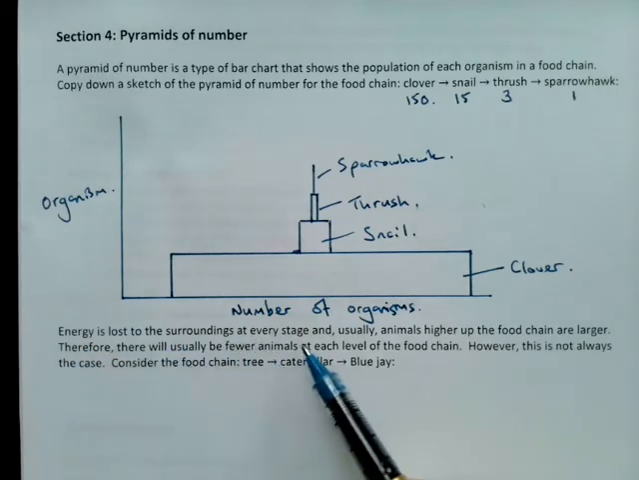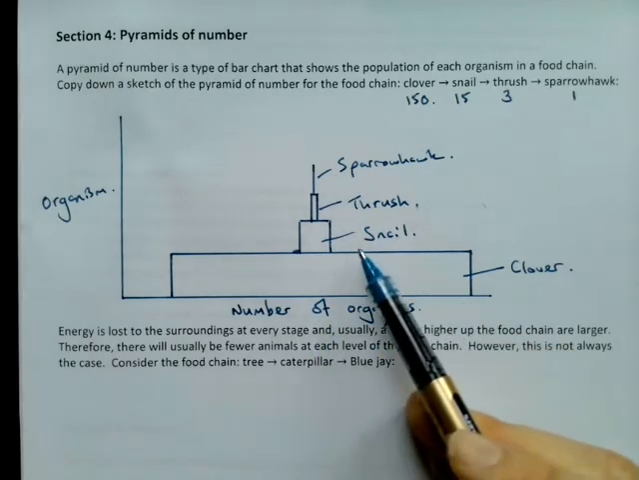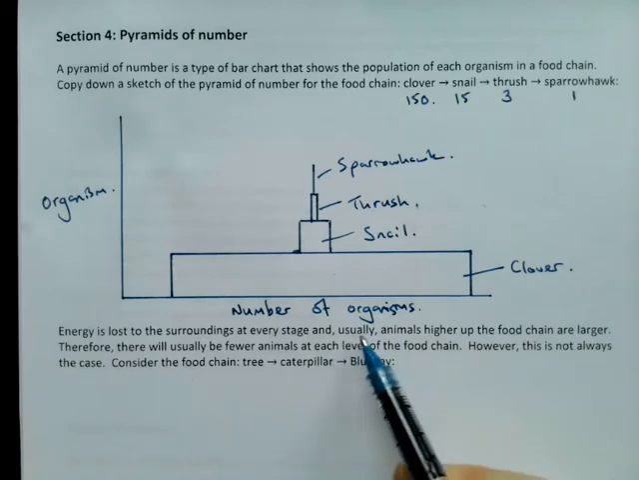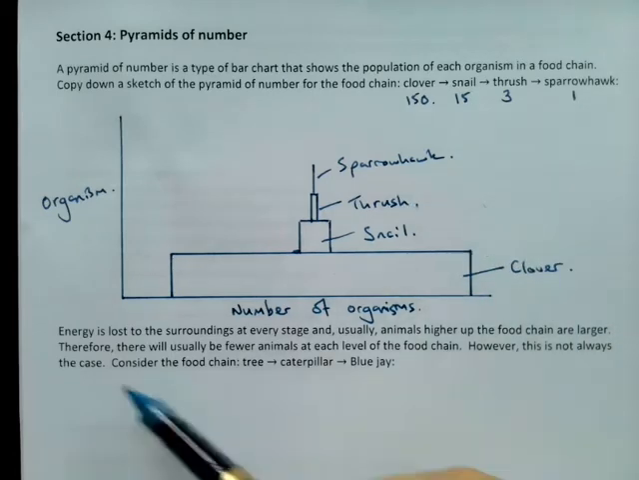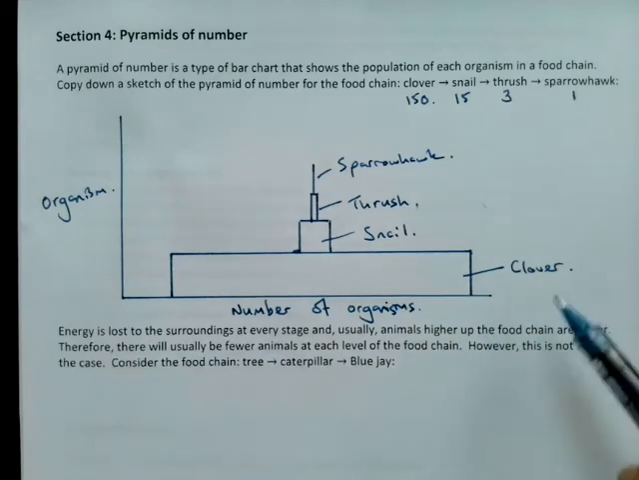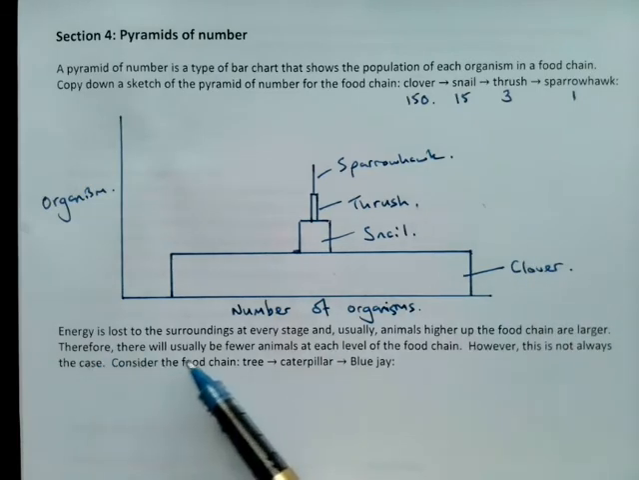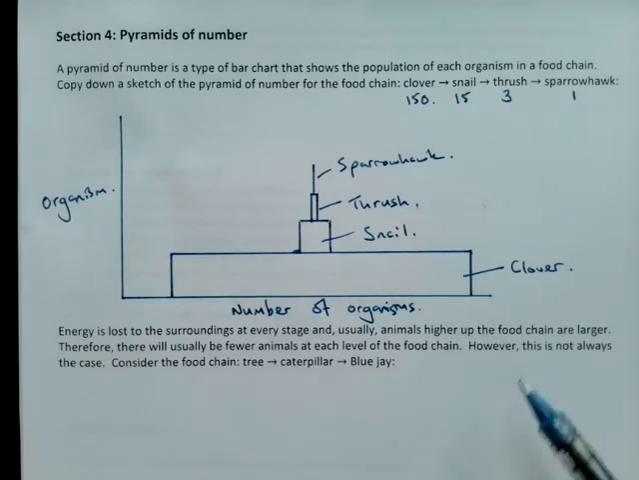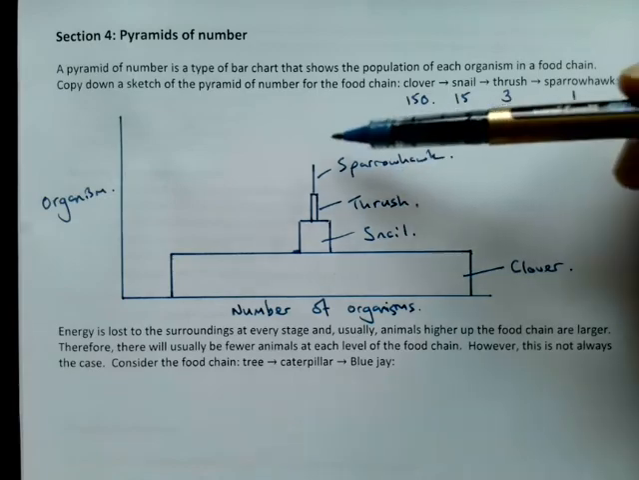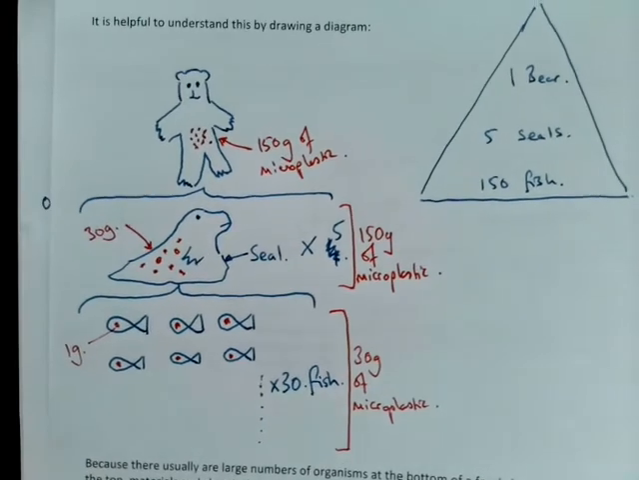Energy is lost to the surroundings at every stage. That's why the snails need to eat so many clovers. Okay. Usually, animals higher up the food chain are larger. Okay, so a sparrowhawk is larger than a thrush is larger than the snail is larger than clover. Remember, clover is just a type of grass, a green plant similar to grass. Therefore, there will usually be fewer animals at each level of the food chain, like in our example. However, this is not always the case. So you'd expect a food chain to look like this, and our food chain with the bear and the seal and the fish look like that.